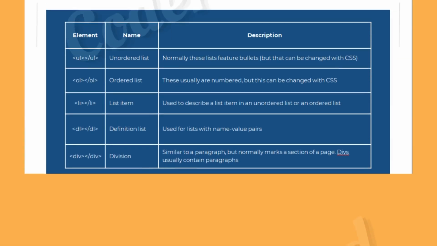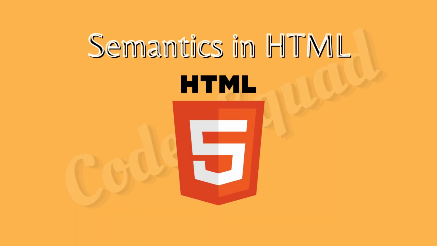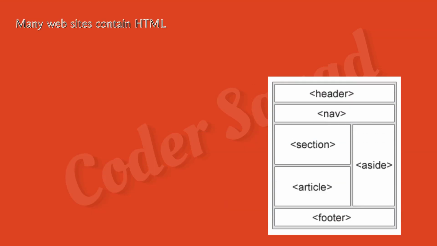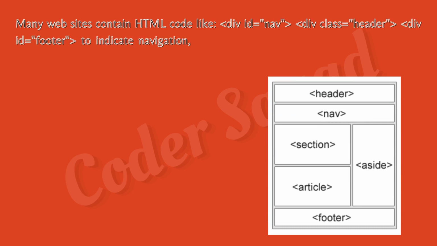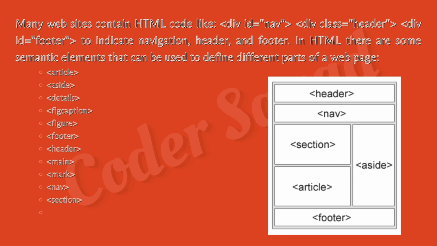HTML allows you to organize content using elements like div for divisions and ul/ol for lists. We'll explore how these elements work. HTML5 introduced semantic elements like header, footer, nav, and article. These elements add meaning to the content, aiding accessibility and SEO.